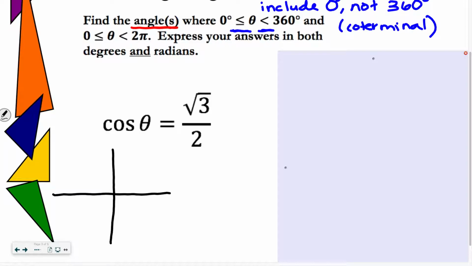Luke? 4 and 1, right? All Students Take Calculus. So everything is positive in quadrant 1, and cosine and its reciprocal are positive in quadrant 4. So we're not looking in quadrant 2, and we're not looking in quadrant 3. Okay. Now, what I would suggest you do then is for the 2 viable quadrants, draw a right triangle that's part of a bow tie.